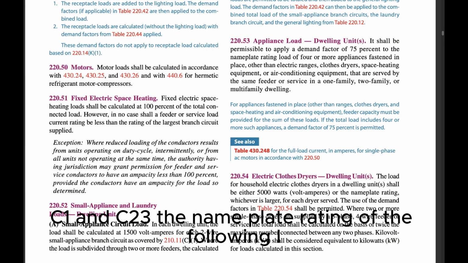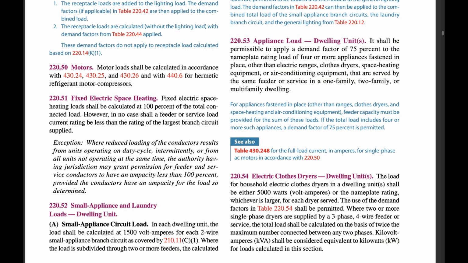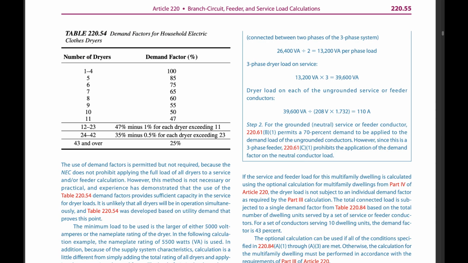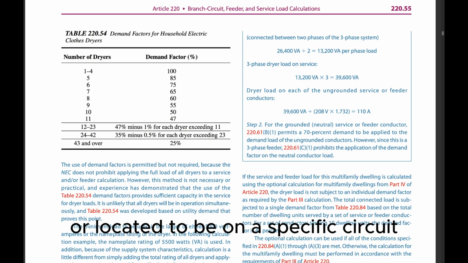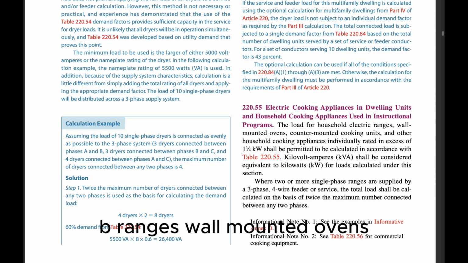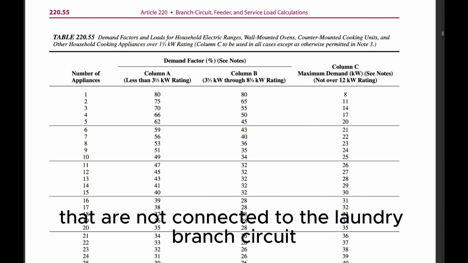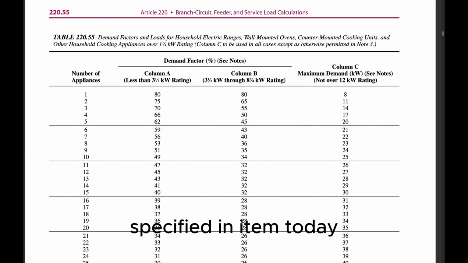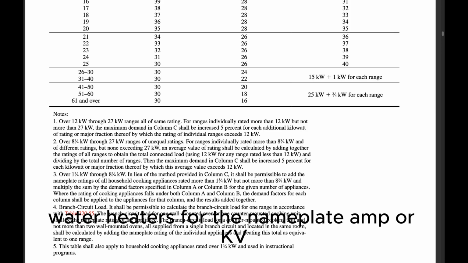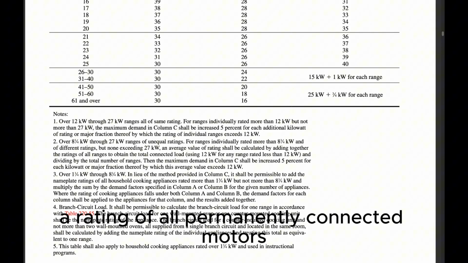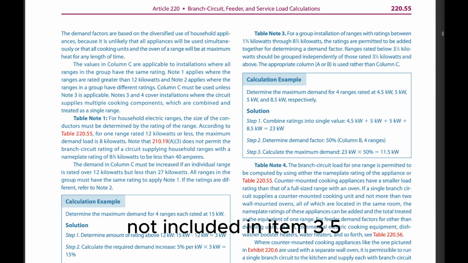The nameplate rating of the following: A. All appliances that are fastened in place, permanently connected, or located to be on a specific circuit. B. Ranges, wall-mounted ovens, counter-mounted cooking units. C. Clothes dryers that are not connected to the laundry branch circuit specified in item 2D. Water heaters. The nameplate ampere or kVA rating of all permanently connected motors not included in item 3.